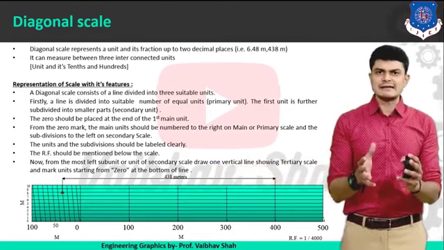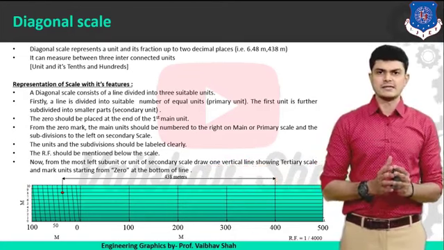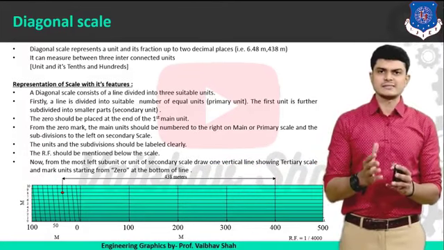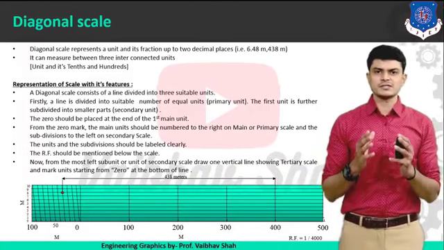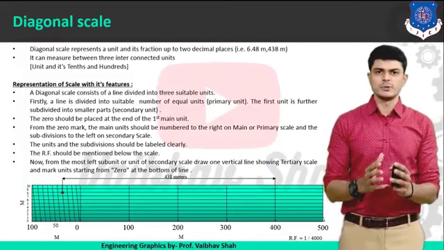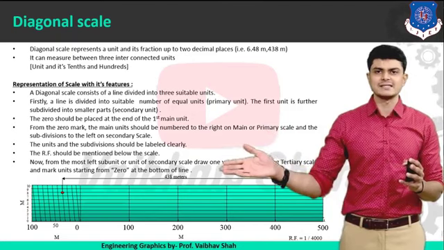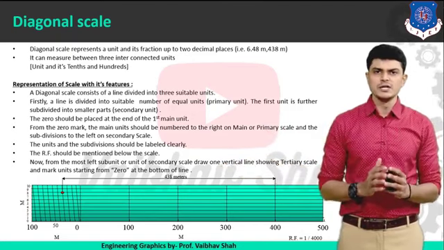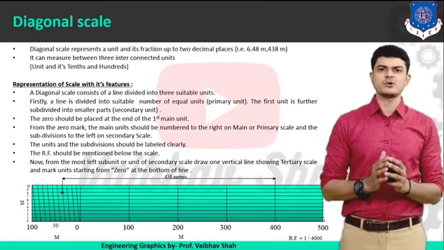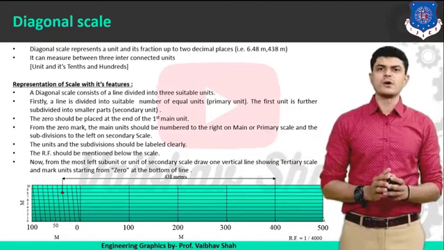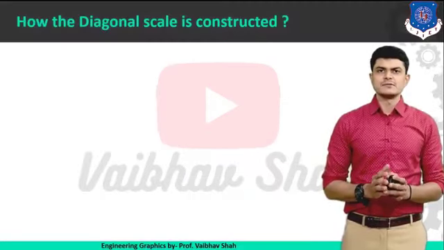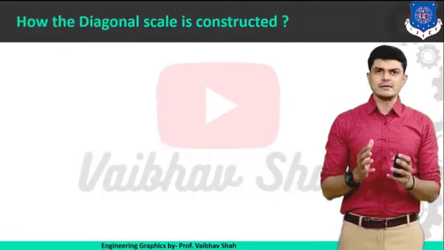So these inclined lines are nothing but our diagonal scale that we are going to learn in this lecture. After constructing this diagonal scale, we just have to denote our dimension on this diagonal scale, like this, 438, as I will show. So we will be showing dimensions on this diagonal scale. Let us move ahead and see how the diagonal scale is constructed.